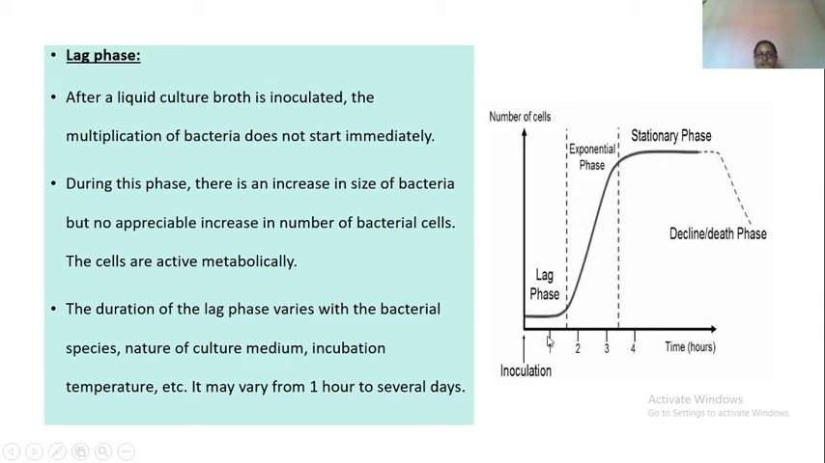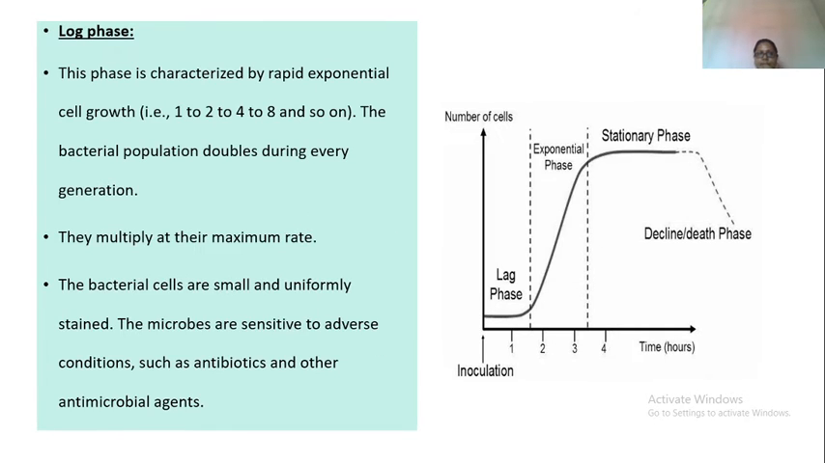So that was about lag phase, where there is no increase in the number of cells. The number of cells remains constant. The organism does not multiply, but definitely you will see the size of the bacterium increase. Now next is the log phase or exponential phase. Both are the same thing. In log phase you see the graph has shot up. That means the number of cells is increasing exponentially.